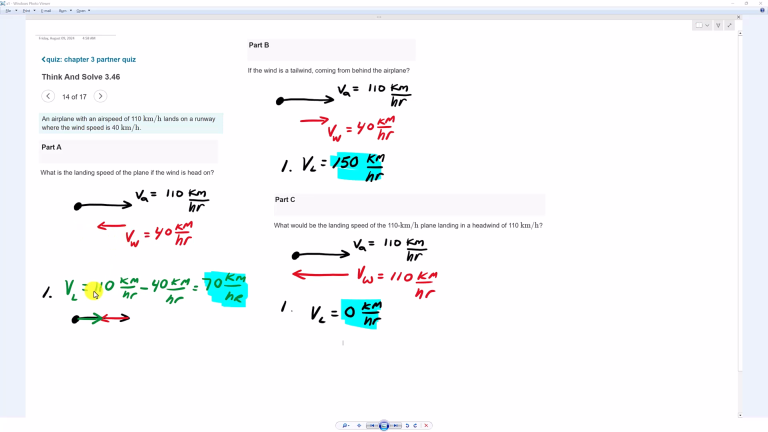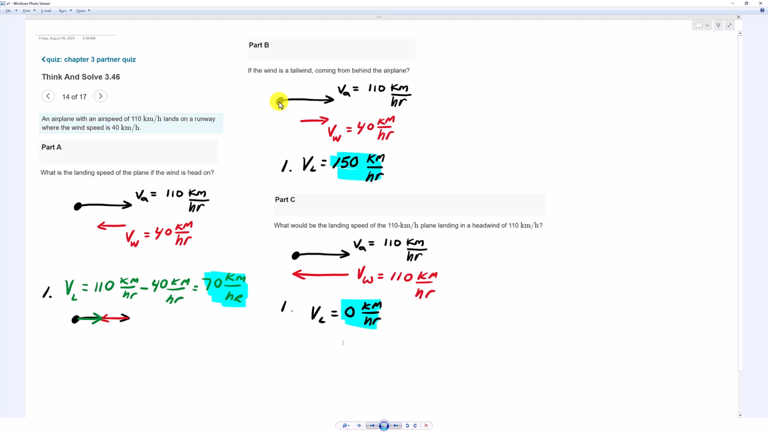So if I just add these two vectors together, I have this black vector added together with the red vector, which is going in the opposite direction. And the net result is this green vector that you see here. So from a numbers point of view, 110 minus 40 equals 70. From a visual point of view, again, I have this black vector added with this red vector to give you that green vector. Part B, what if I have a tailwind?